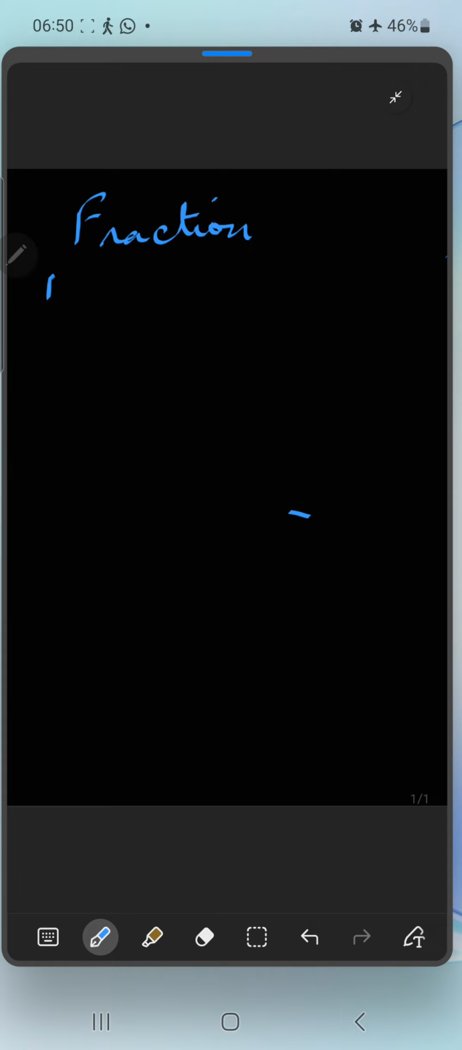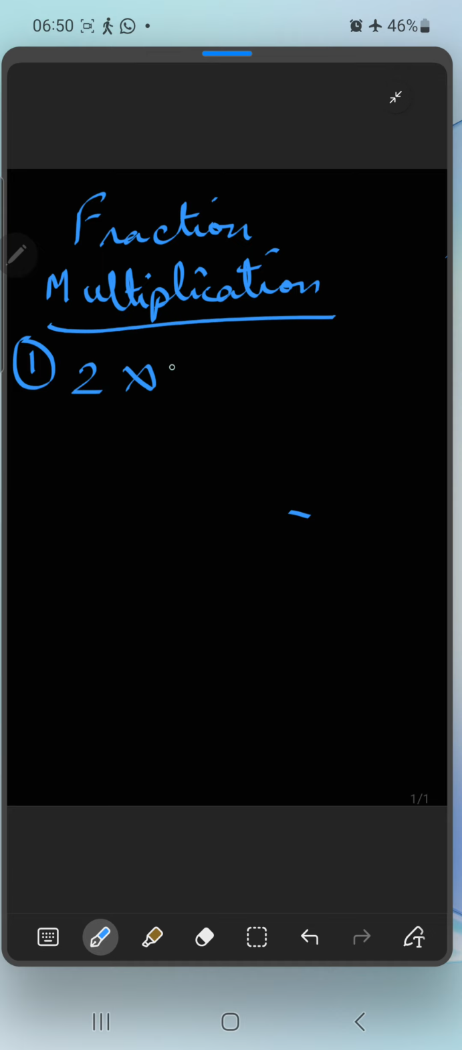In multiplication, there can be three cases. In the first case, you have to multiply a fraction into an integer. This is a number and this is a fraction. When you have to multiply a number or an integer with a fraction, integers are all the positive negative numbers. Positive numbers and negative numbers both are known as integers.